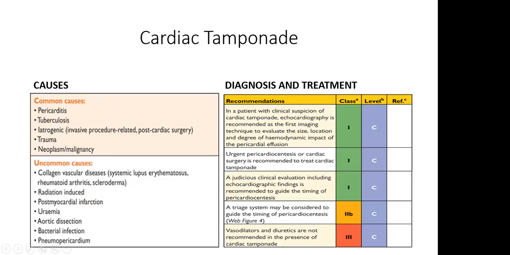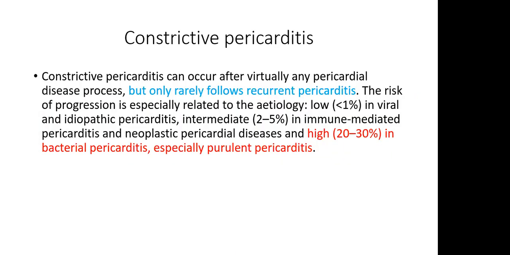In patients with clinical suspicion of cardiac tamponade, echo is recommended as the first-line imaging technique, which will help us to assess the size, the location, and degree of hemodynamic impact of the pericardial effusion. And urgent pericardiocentesis or cardiac surgery is recommended to treat cardiac tamponade. And also, a judicious clinical evaluation, including echocardiographic findings, is recommended to guide the timing of pericardiocentesis, basically. Okay.